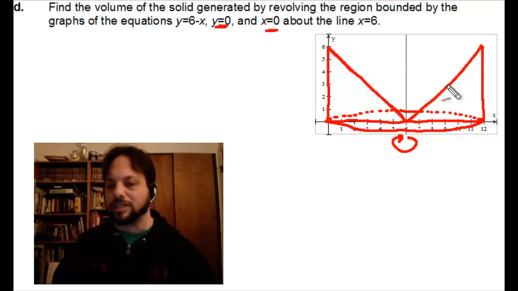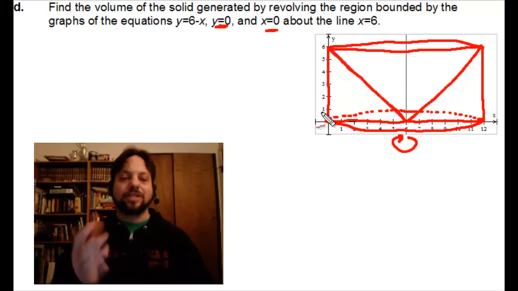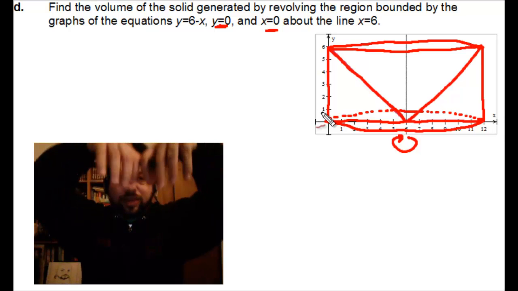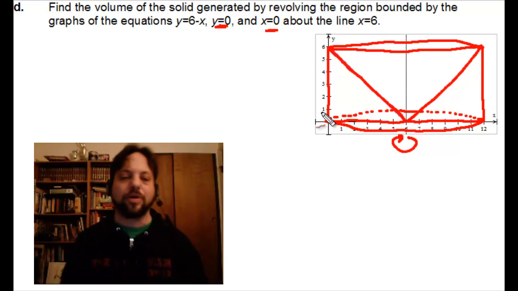I'm going to try to draw this as best I can, but you've gotten used to my drawings by now, and you know they're not very great. So, actually, that one's not too bad. There we go. You can see it is a cylinder with the inverted cone removed out of it. And that's what we want to find the volume of.